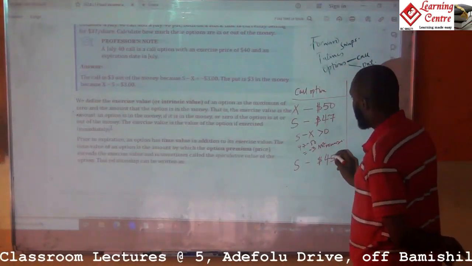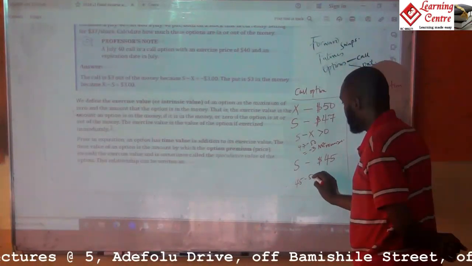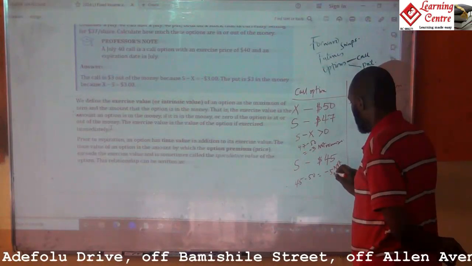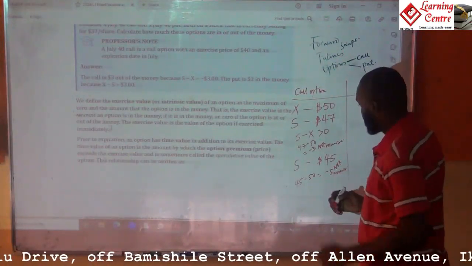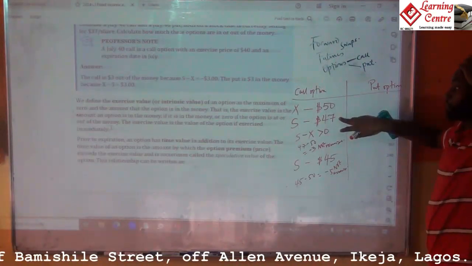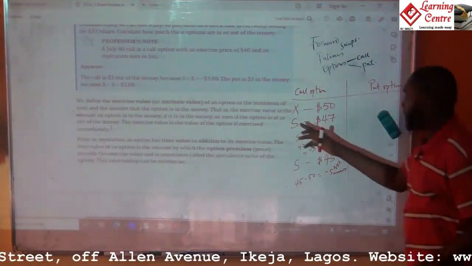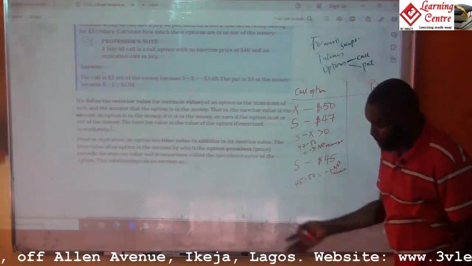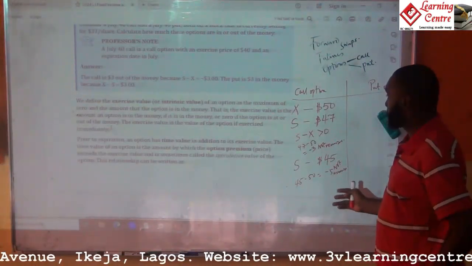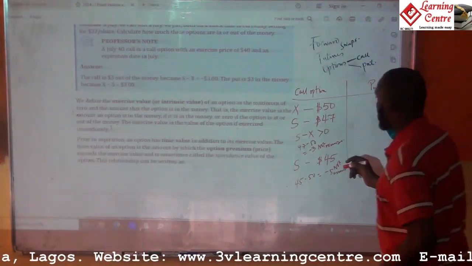Right? S is 45, meaning that same thing, 45 minus 50 is what? Minus 5. So not exercise. Right? So as long as the underlying price or the price today keeps going down, I will not exercise.